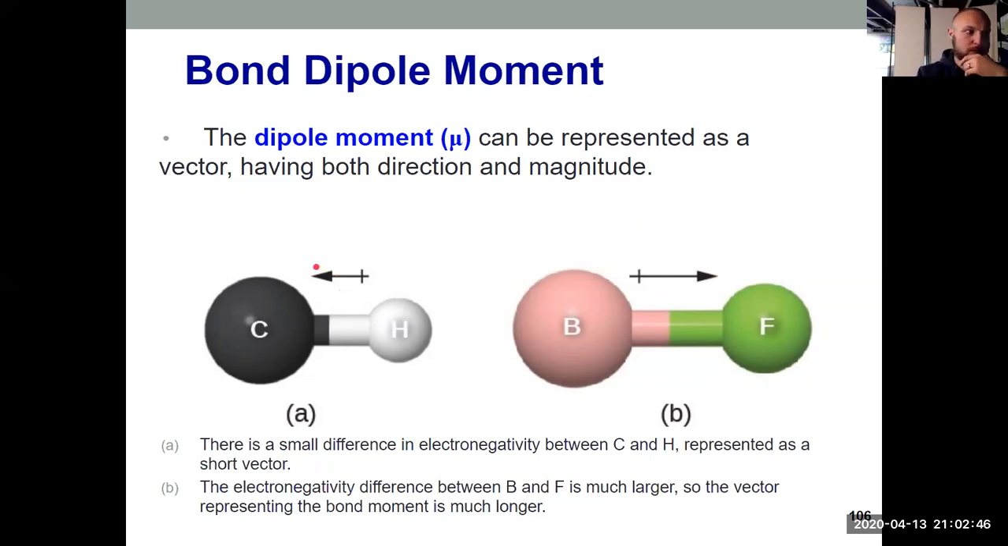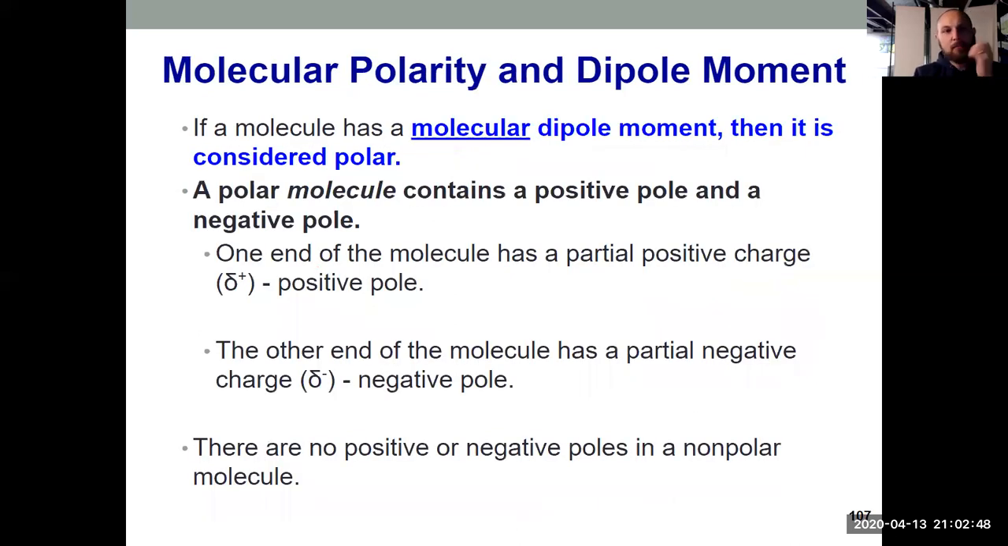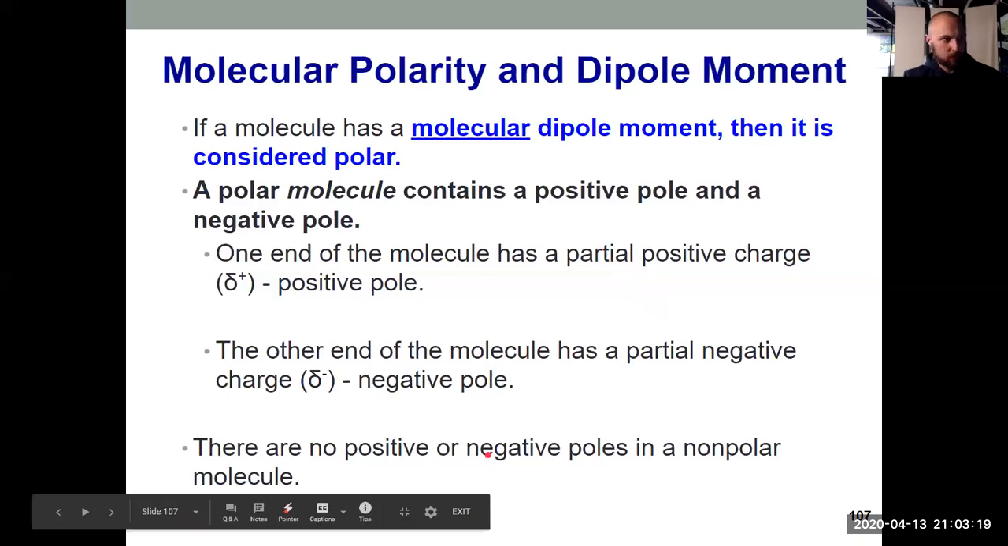So we know polar bonds exist, but the question we're solving here at the end of the chapter is: is a molecule overall polar? Do we have a molecular dipole moment? Because it's possible to have polar bonds but be a nonpolar molecule. Okay. Now, a molecule is polar only if it has both a positive pole and a negative pole. So one part that's partial positive and one part that's partial negative. If it's a nonpolar molecule, there's no dipole at all.